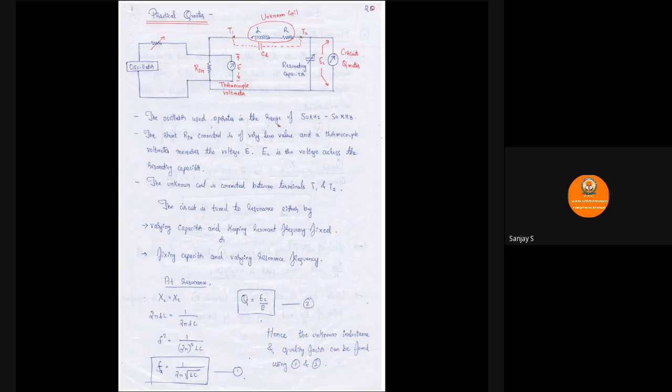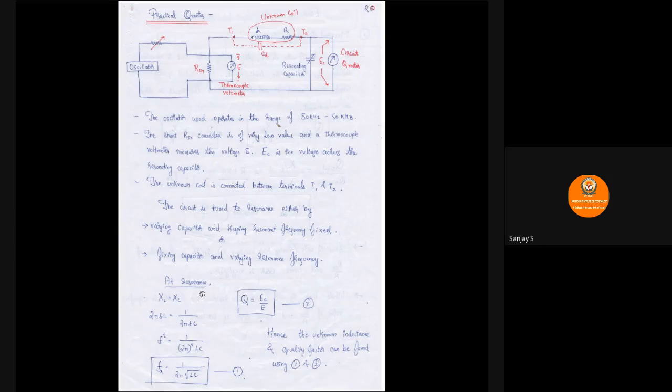Coming to the oscillator, it usually operates in the range of 50 kilohertz to 50 megahertz. Then, as I explained just now, shunt resistance is of very low value, such that the thermocouple reads E. We very well know that thermocouple is an instrument which converts heat into equivalent temperature. So whenever source is given to the heating element of the thermocouple, it generates heat energy that will be converted into effective voltage E.